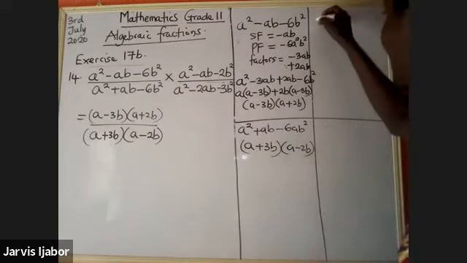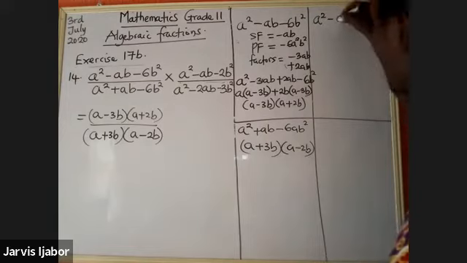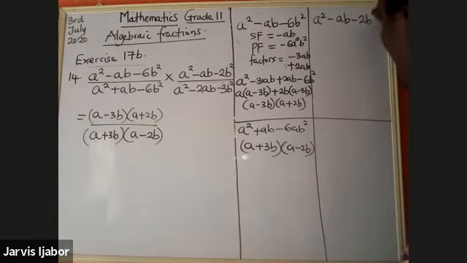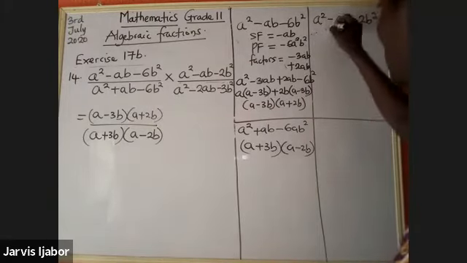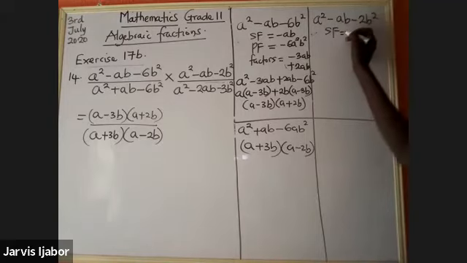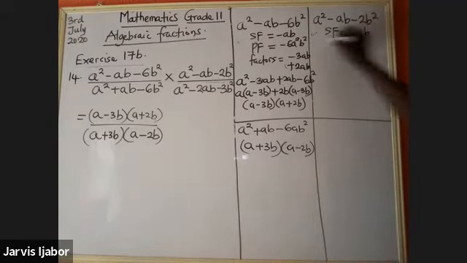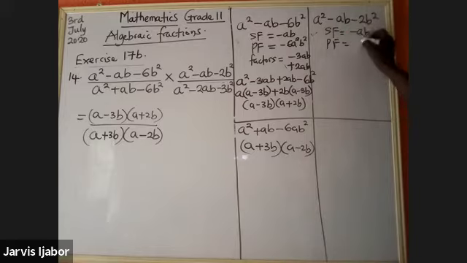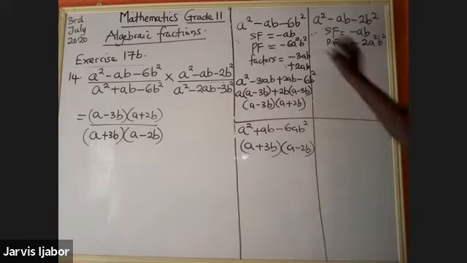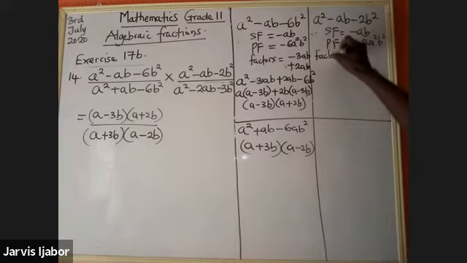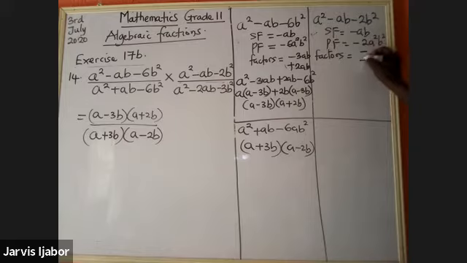Now let's come to this. A squared minus ab minus 2b squared. What would that give you? Sum of factors will be minus ab, and the product of factors will be minus 2a squared b squared. So factors will now be equal to what? What will the factors be equal to? I will have negative and positive. Why? The product is negative, the sum is negative.